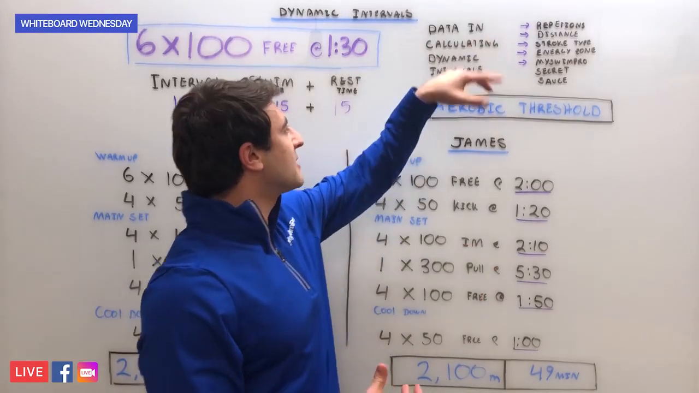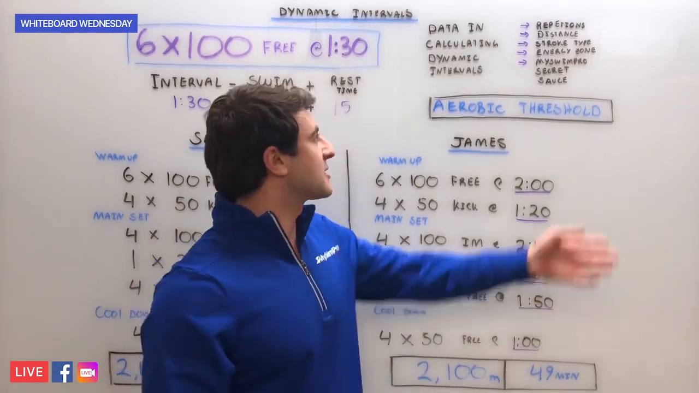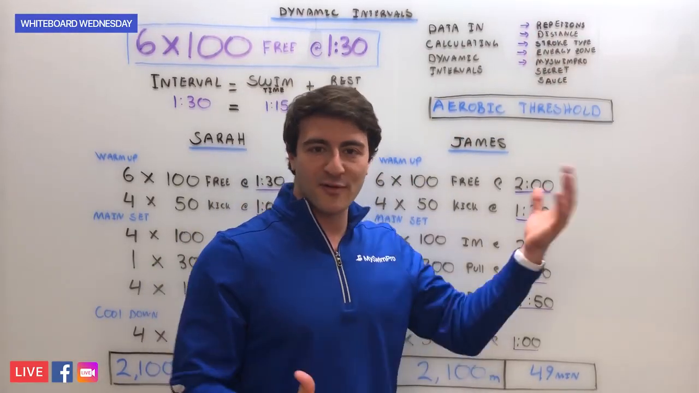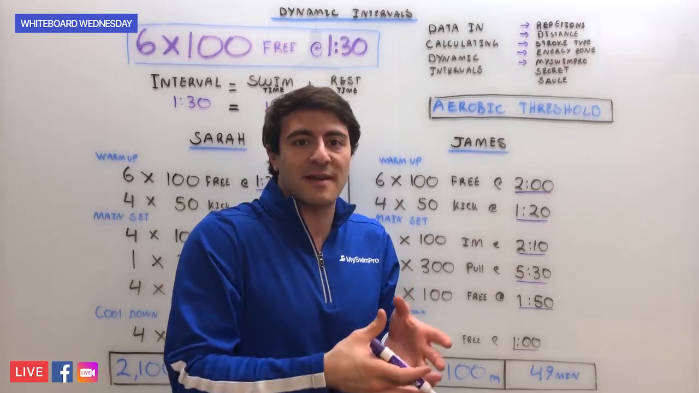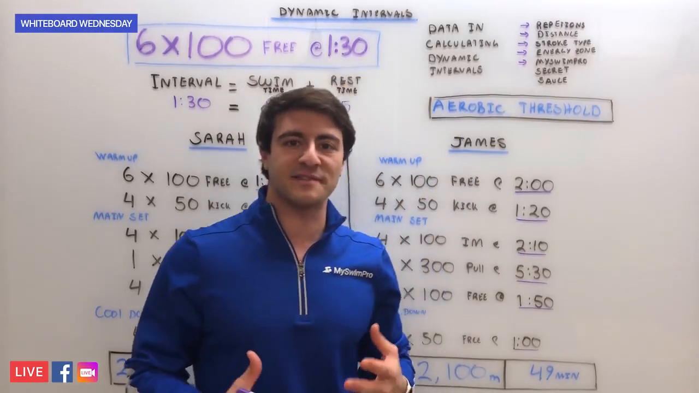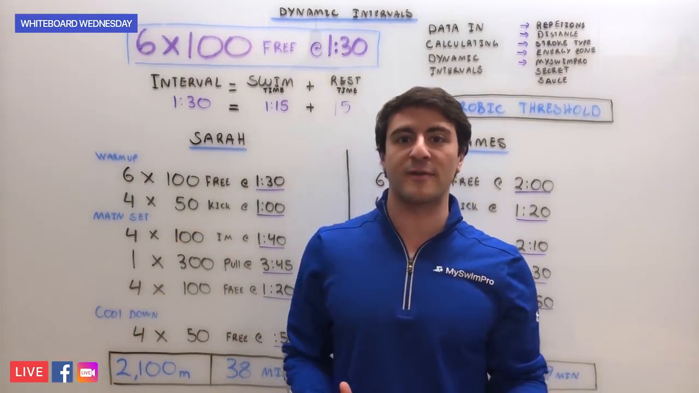Now the data that we use in calculating a dynamic interval is a number of different things, including the number of repetitions, the distance, the stroke type, the energy zone that the particular set is prescribed in, as well as the MySwimPro secret sauce. And so we use our algorithm to actually dynamically generate these different intervals.